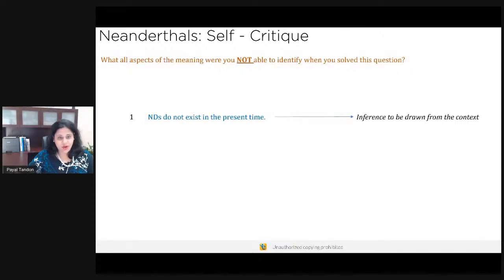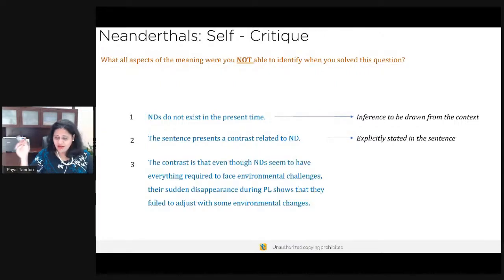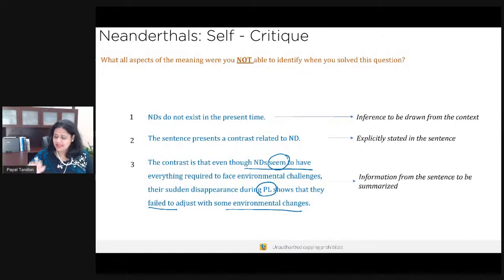All right. This is the inference that you have to draw from the context of the sentence, that NDs do not exist in the present time. The next one is that the sentence presents a contrast related to Neanderthals. This is explicitly stated in the sentence, and I'm pretty sure that almost everyone would have been able to identify this. Now, what is the contrast? Even though NDs seem to have everything required to face the environmental challenges, their sudden disappearance during the Paleolithic era shows that they failed to adjust to some environmental changes. So this is the summary that you needed to draw from the sentence.